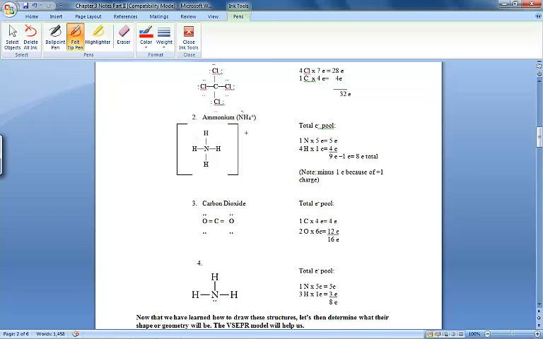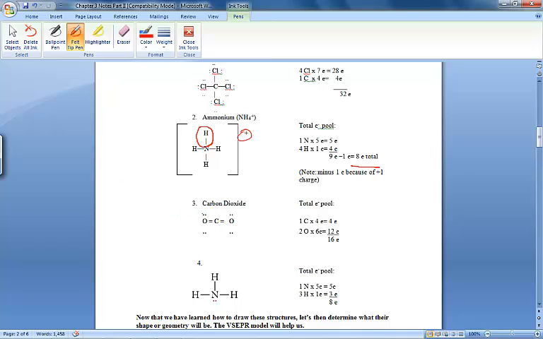Ammonia was a little bit different. We did have this charge to deal with, which we accounted for in our total tally. And then we also looked at hydrogens here, where hydrogens only needed these 2 electrons rather than the 8. So again, it was a twist, but not anything that was problematic.